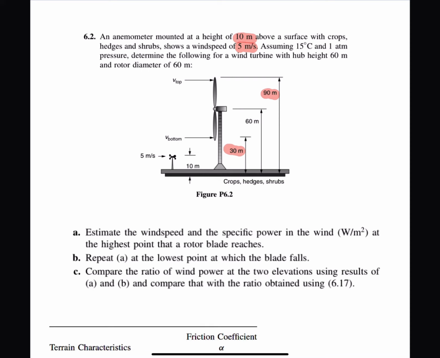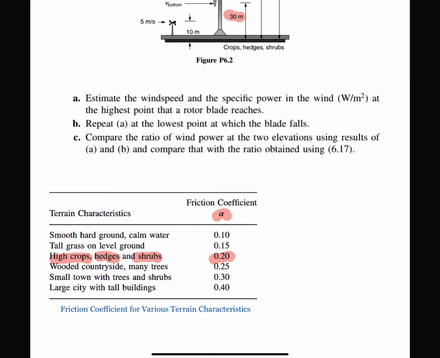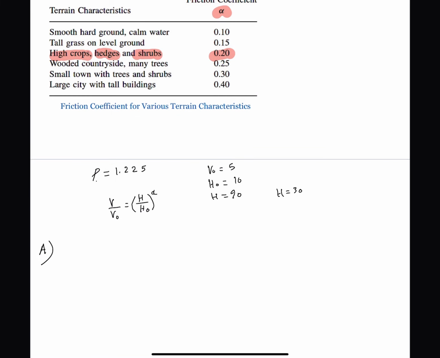And also we have alpha. For crops, hedges, and shrubs, alpha is 0.20. So let's solve for A. We have rho here, the air density, we have V naught 5, H naught 10. We need A, so we go with H equal 90, the highest.